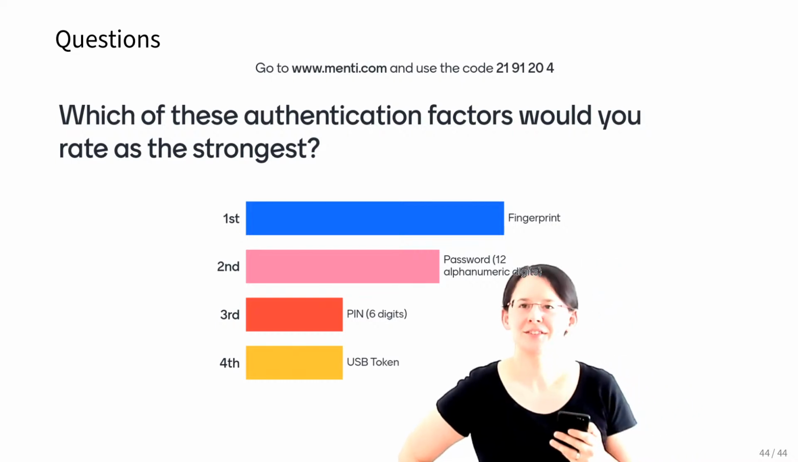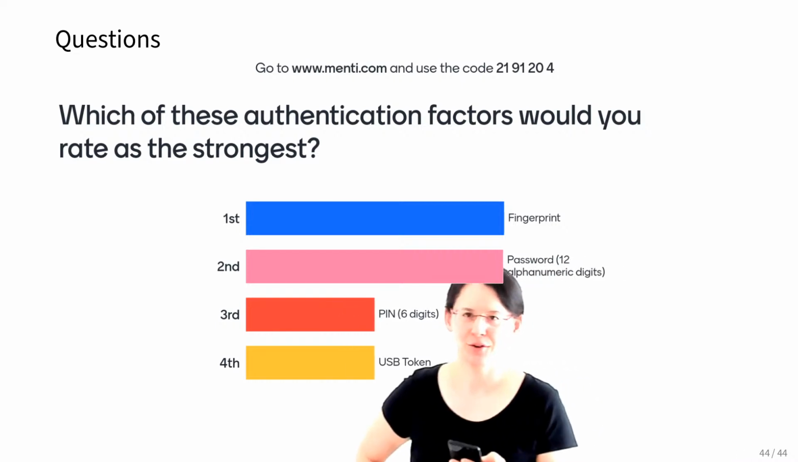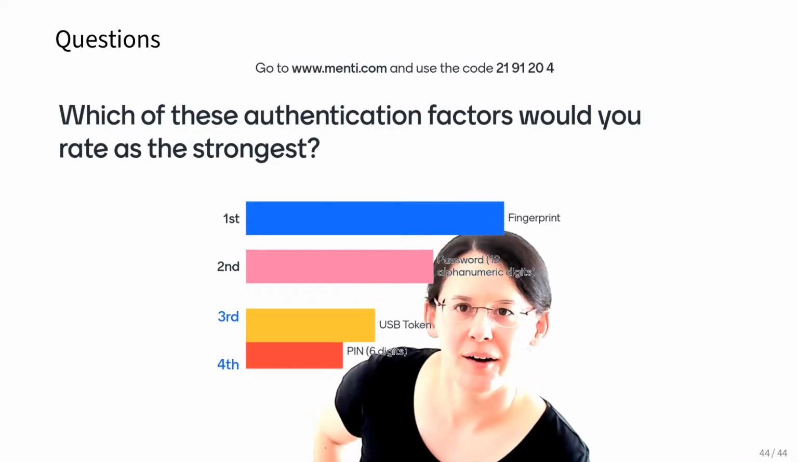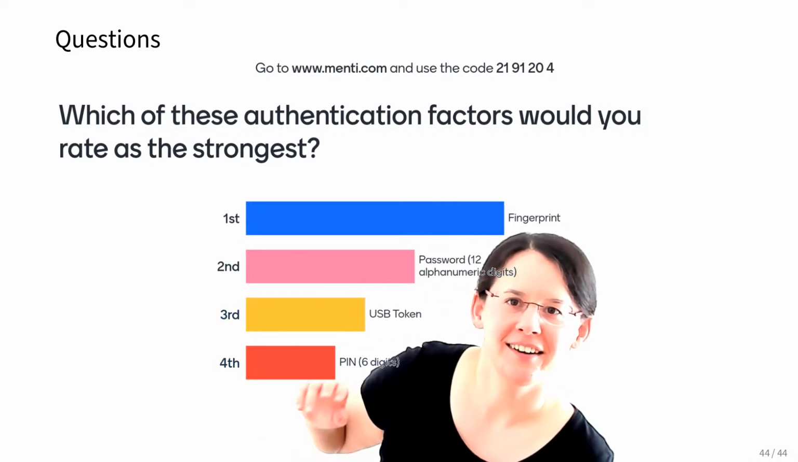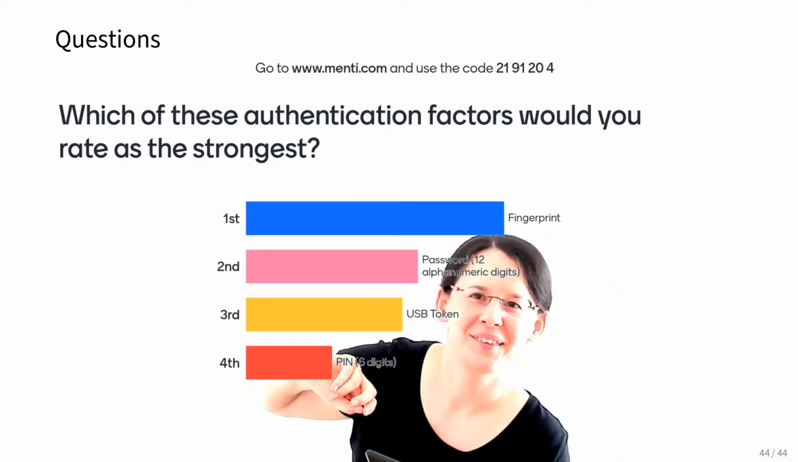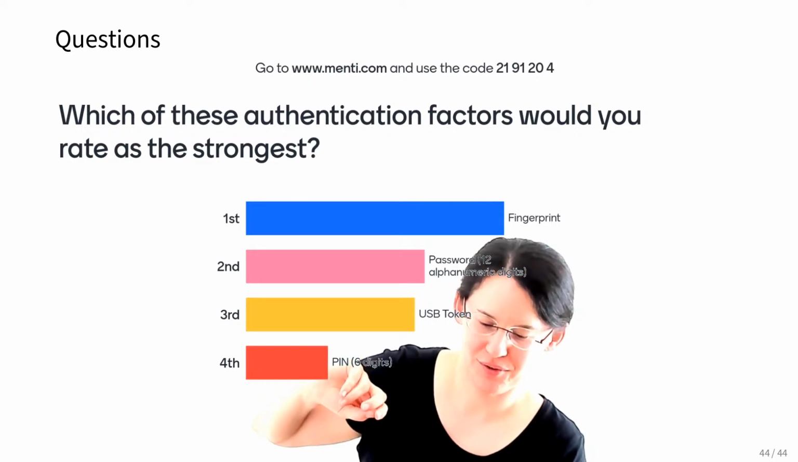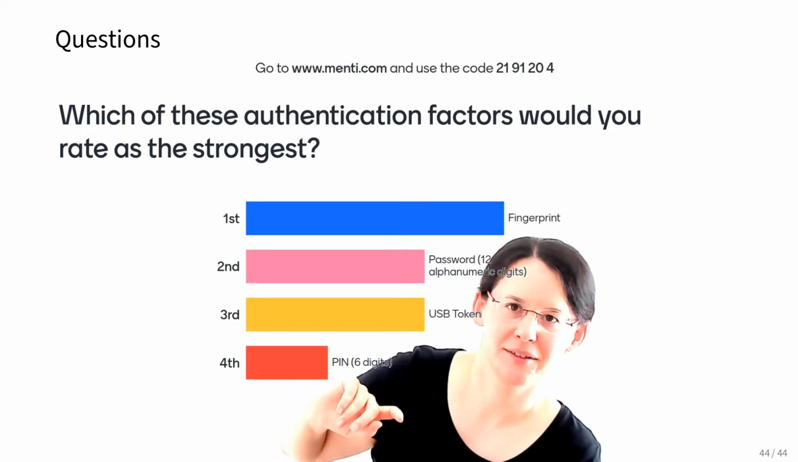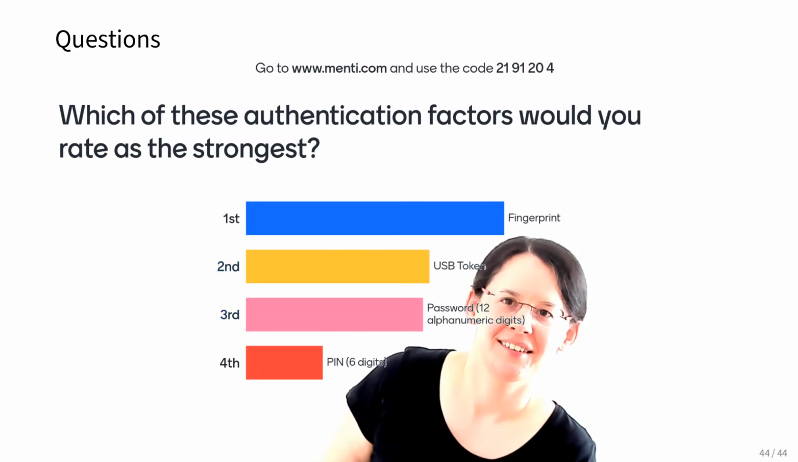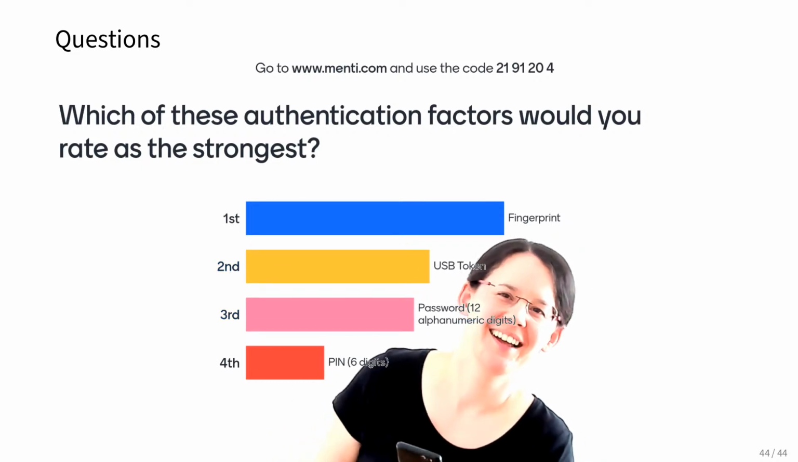Sorry, this is the wrong question. This is which authentication factor would you rate strongest? That's of course nice if you vote. It would be great if at the end the USB token ended somewhere further up. But I think I will have to give you only a few more seconds for that before I switch to the question I actually wanted to ask. So yeah, good work on pushing the USB token further up.